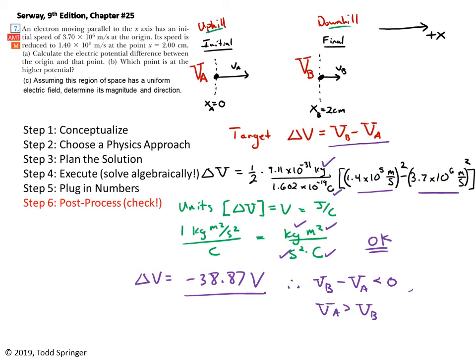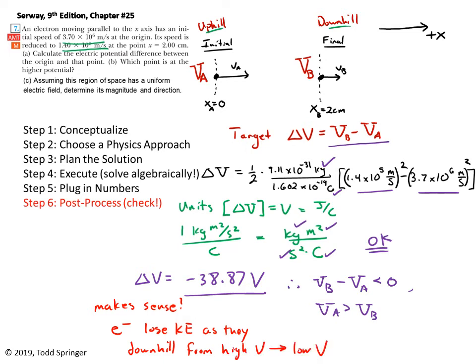That's how an electron behaves. And that's exactly how this electron behaves, because it slows down. It starts off with a faster speed and then moves to a slower speed as it gets to point B. So it's an electron, it's gone downhill and it's lost kinetic energy. That makes sense. It agrees with our calculation. Electrons lose kinetic energy as they go downhill from high to low potential, high V to low V. So this is a good check on our calculation.